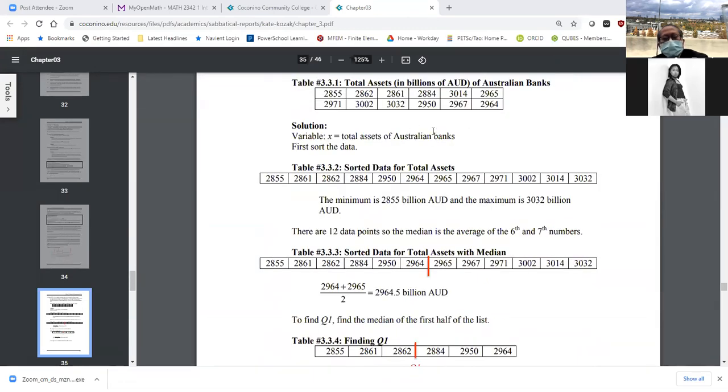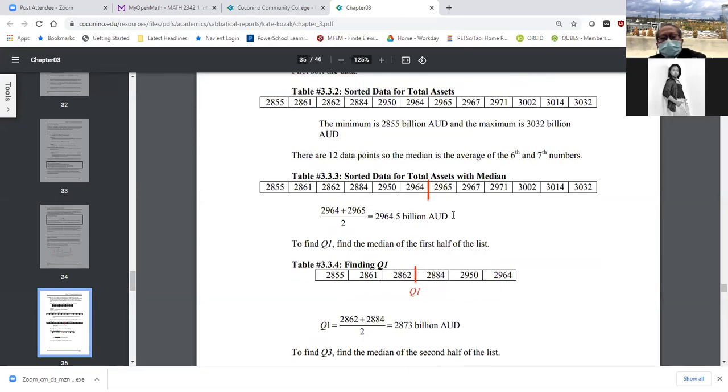So this is the example. First put the data in order like this. And then look for the one in the middle. So how many data? 1, 2, 3, 4, 5, 6, 7, 8, 9, 10, 11, 12. Okay, 12. So the one in the middle is the sixth, this is in the middle. So there are two numbers in the middle, so you need to add these two numbers and divide by 2. So this will be the median.